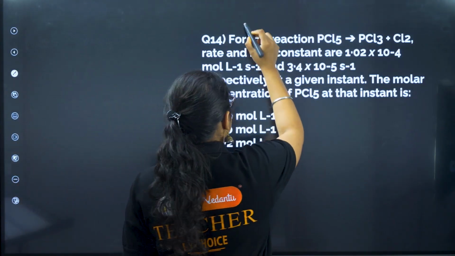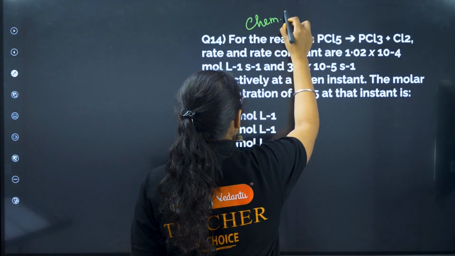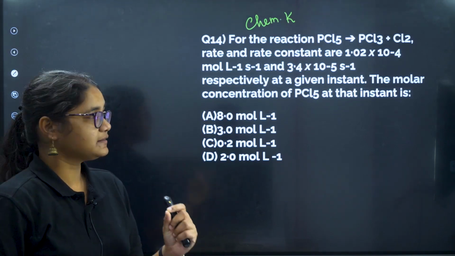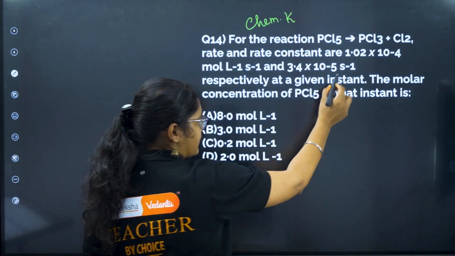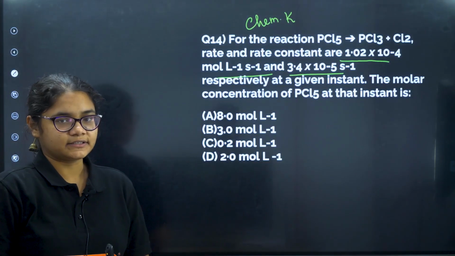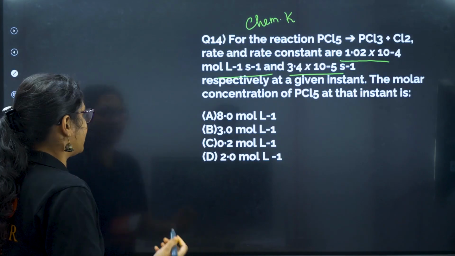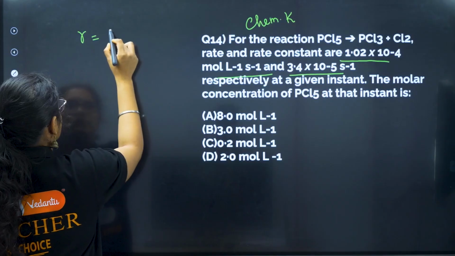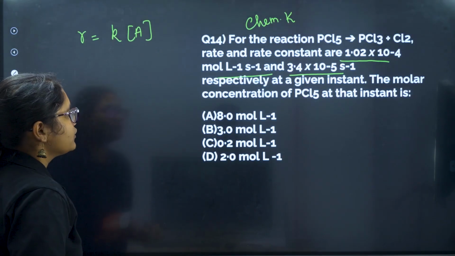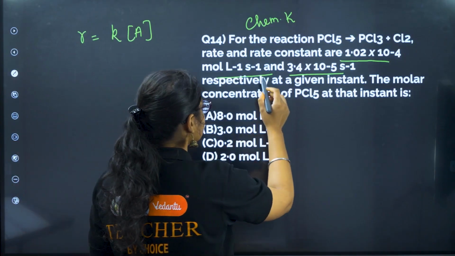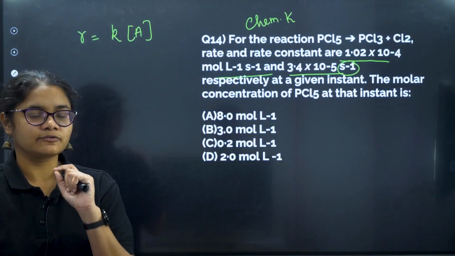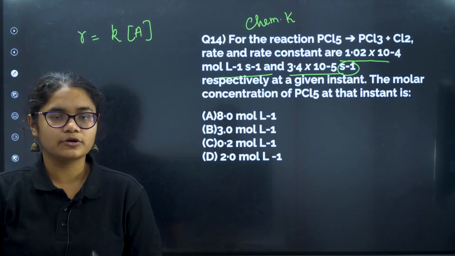For the reaction, so this question is again from chemical kinetics. For the reaction PCl5 gives PCl3 plus Cl2, the rate and the rate constant values are given. Okay, and then you have to calculate the concentration. So this was very easy question. We know rate law formula, R is equal to K into concentration, right? So you can see that the rate constant unit was second inverse. So from that you could have guessed it is a first order reaction.